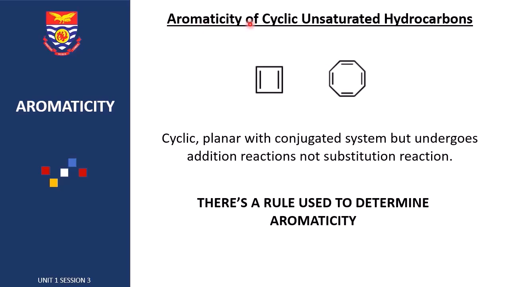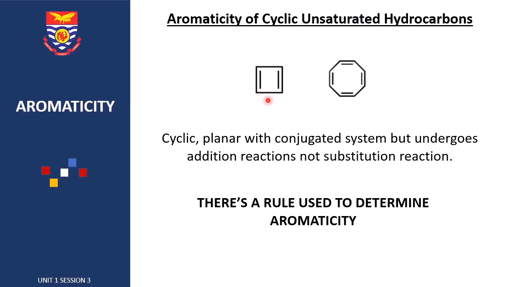However, not all rings that are drawn with alternating single bonds and double bonds are referred to as aromatic compounds. A typical example is cyclobutadiene. Now, cyclobutadiene is here. It's planar, it has the conjugated pi system, and it's cyclic. However, it is not considered an aromatic compound because of Hückel's rule. Now, Hückel's rule is the 4n plus 2 pi electron rule that is used to determine aromaticity.